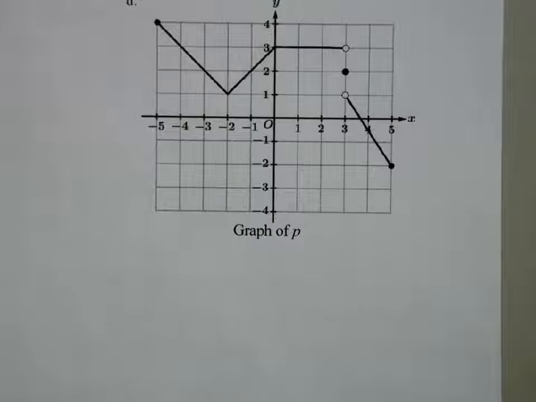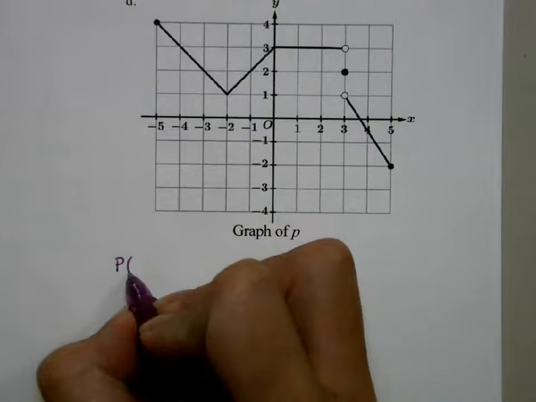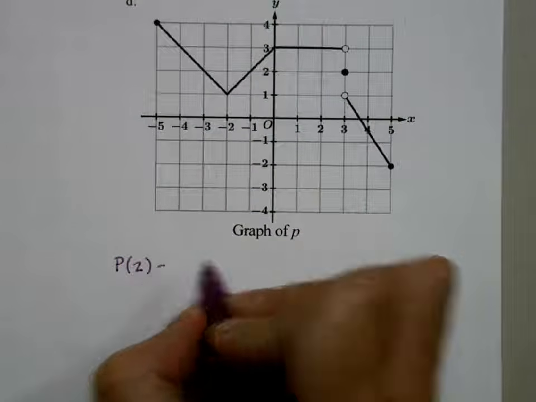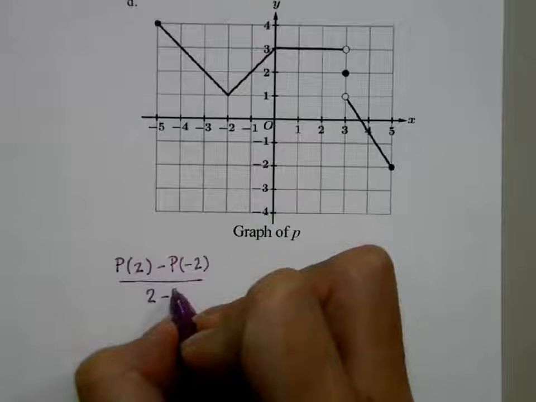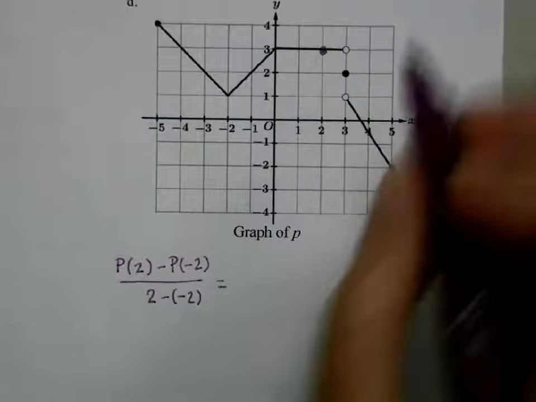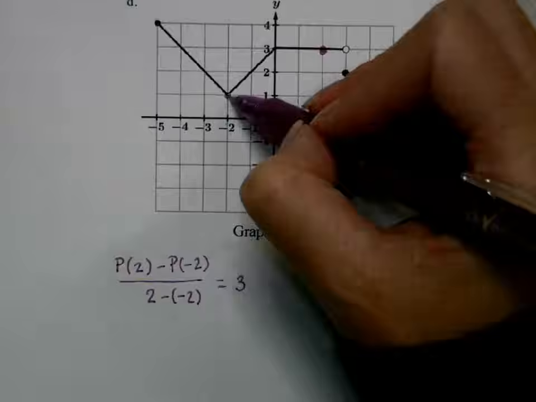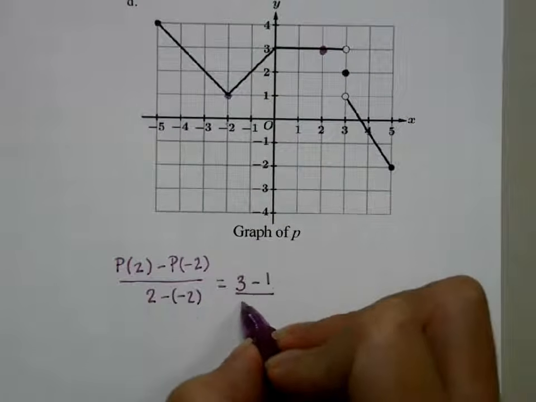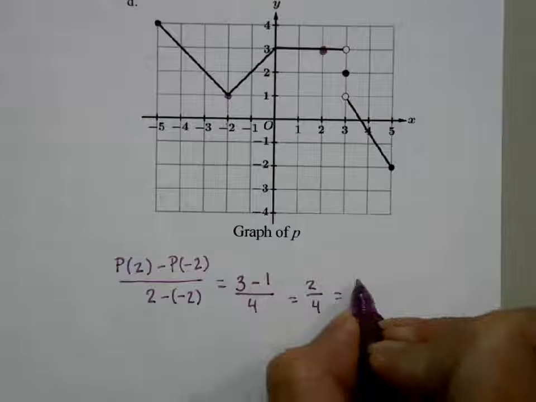And lastly, finding the rate of change from a graph. So my graph of P, so start with, you guessed it, the difference quotient. P of 2 minus P of negative 2 over 2 minus negative 2. P of 2 is 3. P of negative 2 is 1. So we get 2 over 4, which is 1/2.